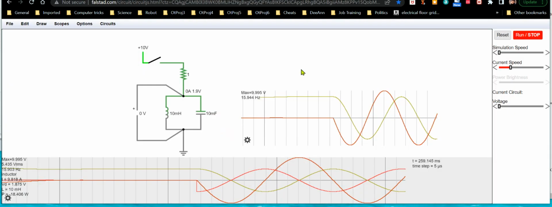Alright, so intermission over. Hope you got your popcorn and your snacks. Now we're going to start talking about the tank circuit itself, now that we've discussed capacitors and inductors and how they behave individually.